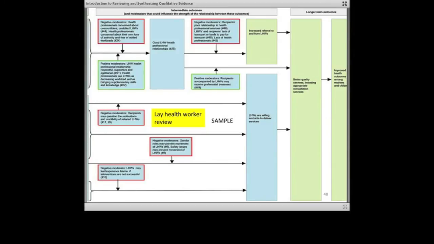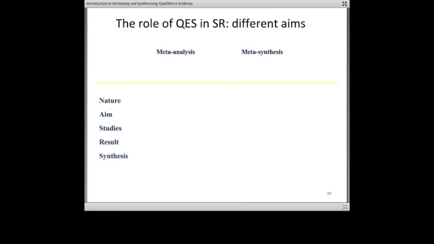For example, one of the negative moderators was that health professionals were really concerned about their own loss of authority about the knowledge of these people and whether it would be enough. While on the positive moderator side, people explained that they really liked the lay health workers because of the fact that they had more time, they were really supportive, but they did fear a lack of knowledge as well, so they actually found each other in that particular bit. So what you can do is bring in all that qualitative evidence in your flowchart of your review, and it provides you with a much clearer understanding of what is actually going on.